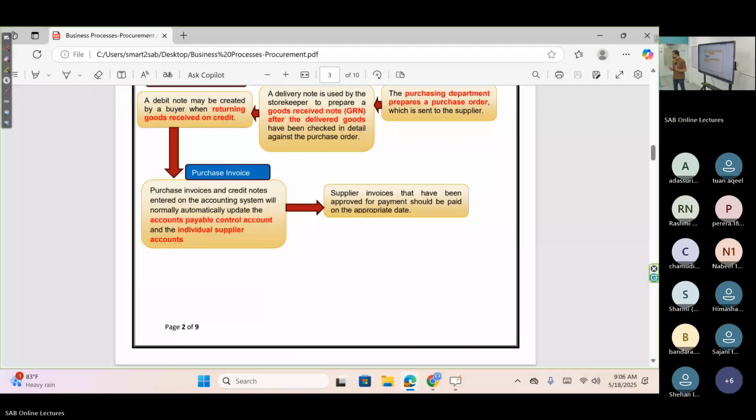Any doubt? One point we missed. What is that? Statement. Normally a customer statement should be sent by the seller. As a buyer, we are the customer of the seller, so our side is a credit balance, not a debit balance. They will send a statement which should match both of the documents.